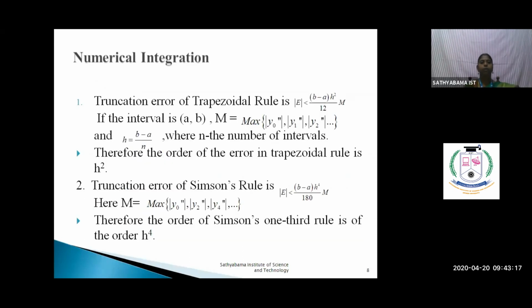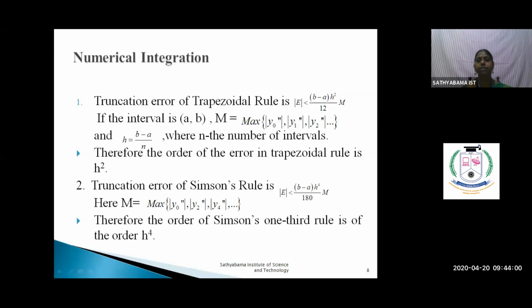Okay. And now in this numerical integration, while doing that integration, we have some error. Because in numerical methods, whatever answers we are getting, they are approximate only. In interpolation, we are finding an approximate polynomial. So from that approximate polynomial only, we are finding the differentiation as well as the integration. So definitely we have some error, and that error can be calculated by the Taylor series method. So here the truncation error of the trapezoidal rule is given.